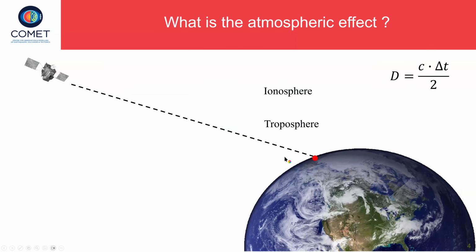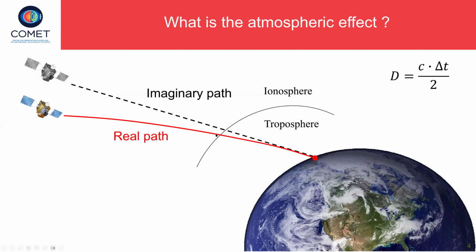So this straight path is only an imaginary path. It's a false path, not a real path. The real path looks like this red line. So it's curved. It's not a straight line. The curvature of this path depends on the troposphere and the ionosphere, so it depends on the location of the signal.